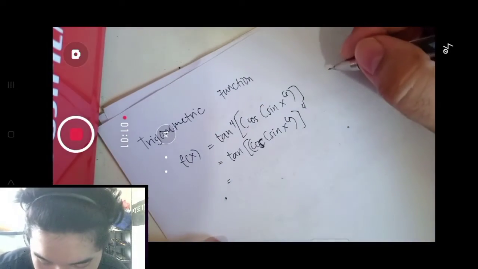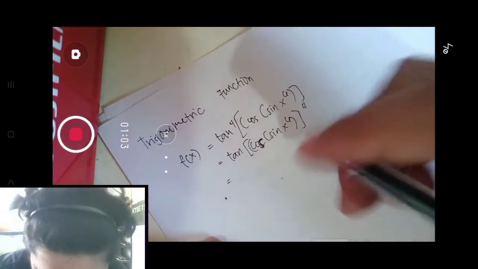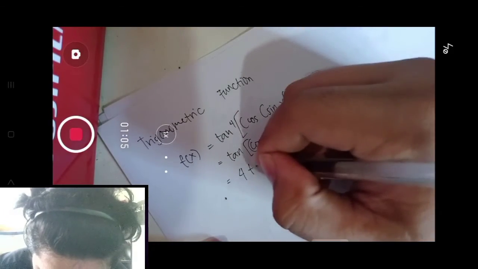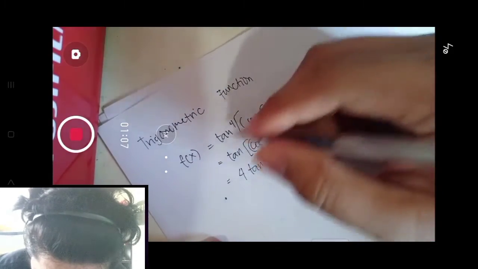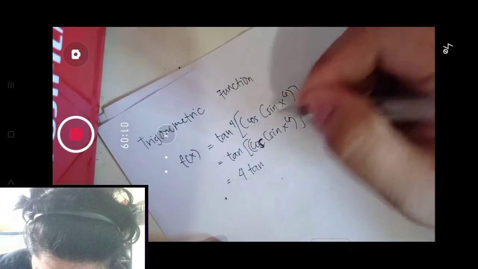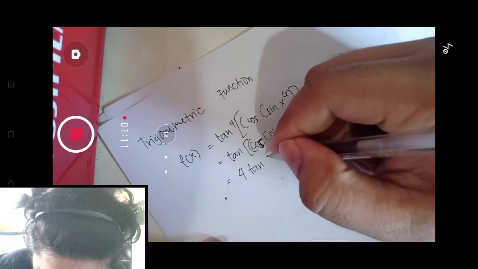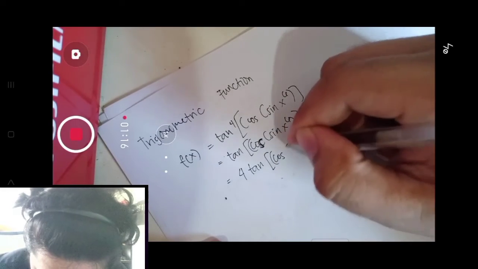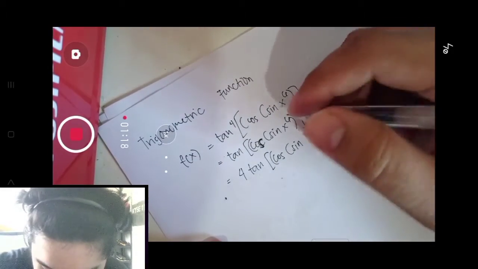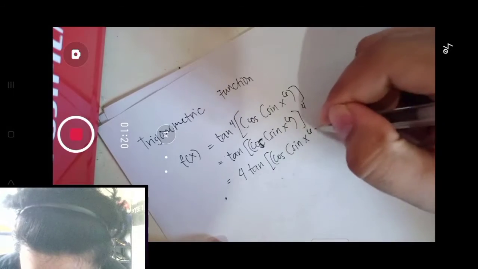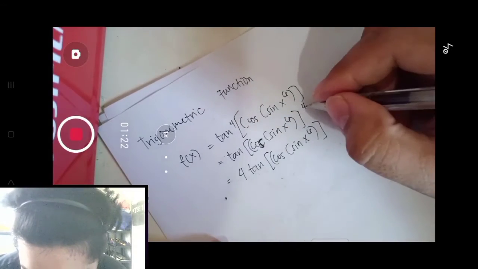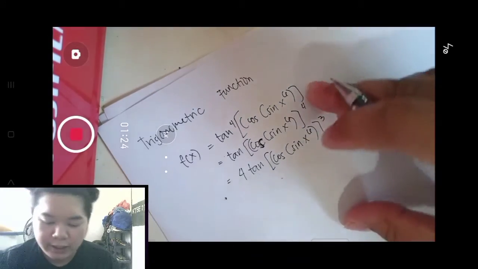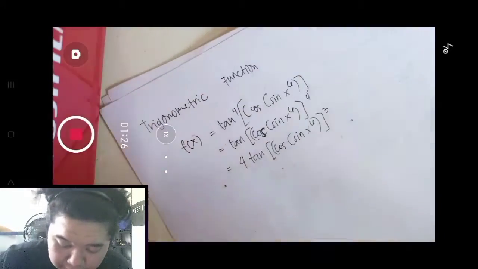Next thing we're going to do is apply the power rule. So the 4 goes to the front: 4 tangent cosine sine, just copy what's inside, and then the 4 becomes 3 because we're applying the power rule.